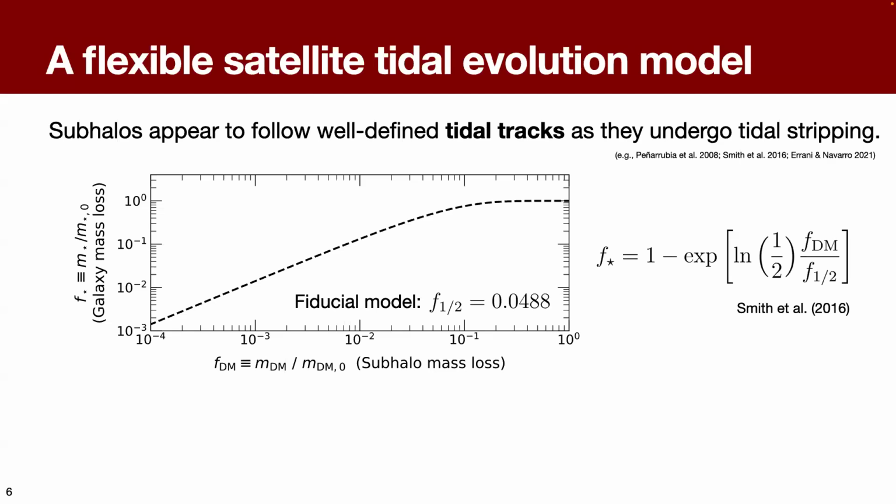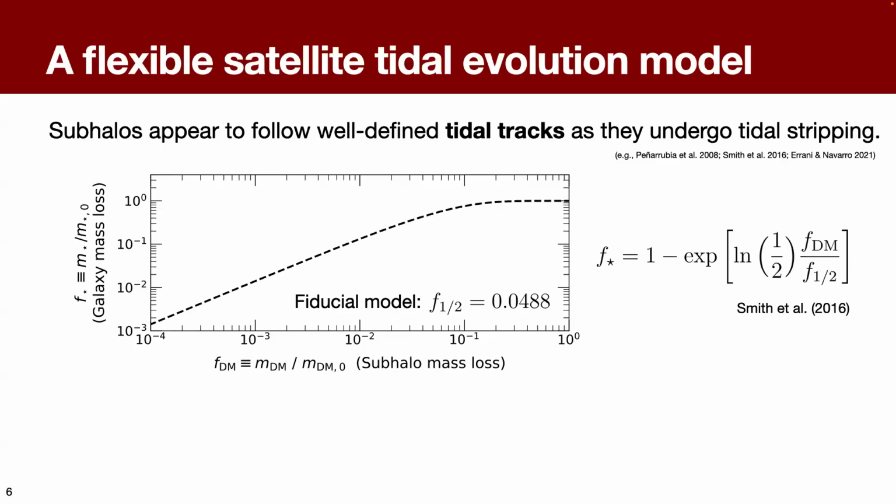And then this f_1/2 parameter is really the key parameter in our model, and it's the thing that tells us about how durable our subhalo is, or how resistant to tides it is. It basically encodes where this turnover happens in the tidal track. So if you have a lower value of f_1/2, then this turnover happens further to the left, and your galaxy is more durable. And if you have a larger value of f_1/2, then this turnover happens further to the right, and your galaxy is more fragile.